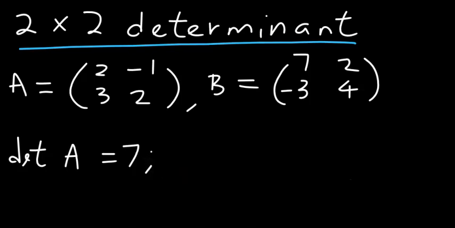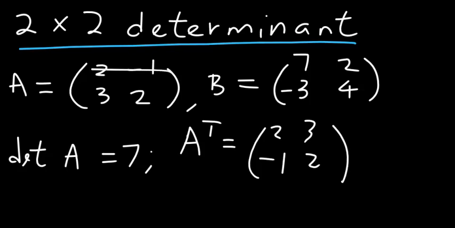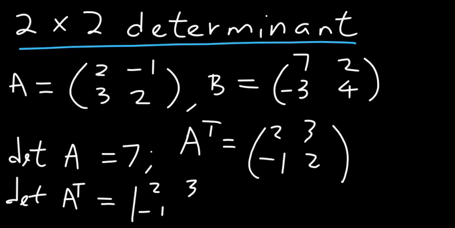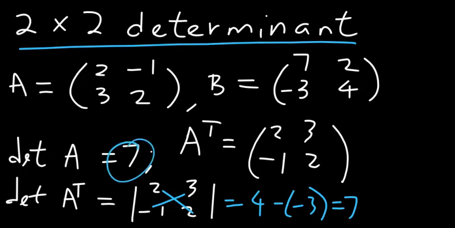Next, let's calculate the determinant of the transpose of matrix A. The transpose of that square matrix A is 2, minus 1, 3, 2. So we interchange the rows into columns. So the determinant of A transpose is written as 2, 3, minus 1, 2. So this times this, that is 4, minus that times that, minus 3, is 7, which is Theorem number 1 that we outlined a few minutes ago.